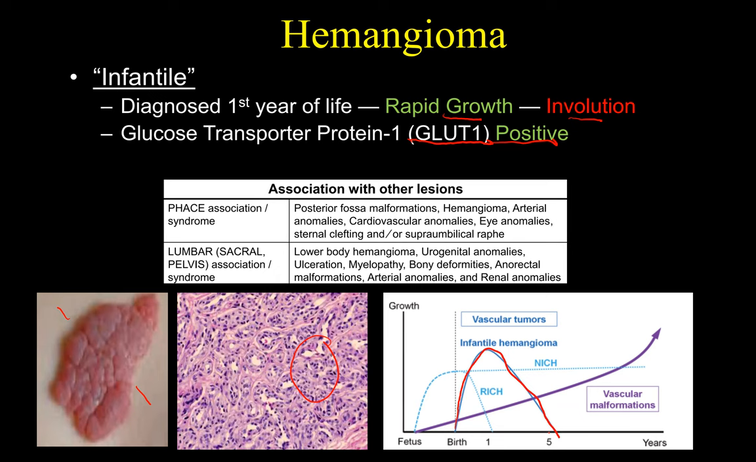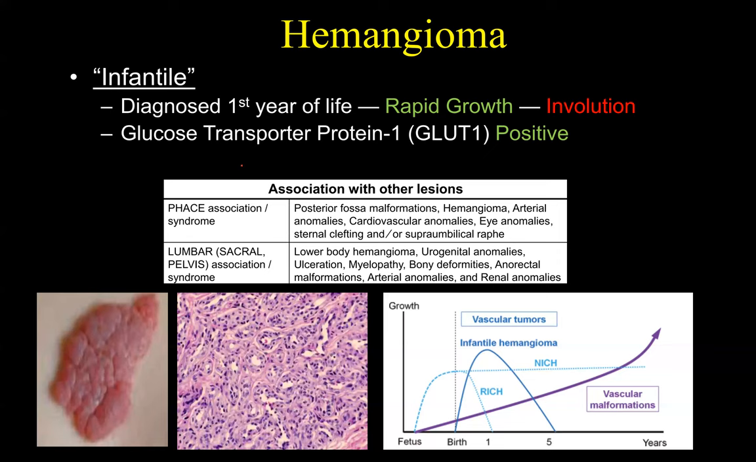Now, they are associated with other lesions. So if I go to a national meeting and I'm presenting this to my head and neck folks, I'll always show examples of PHACES syndrome and also some of these other associated syndromes, the LUMBAR association syndrome. But PHACES is the one that always pops up, especially if you're on some type of panel. And these are associated with posterior fossa malformations, arterial anomalies, cardiovascular anomalies, eye anomalies, and so on and so forth. But in general, if you're in a routine practice, to see a patient with PHACES syndrome is going to be pretty rare, unless you're at a predominantly pediatric hospital.